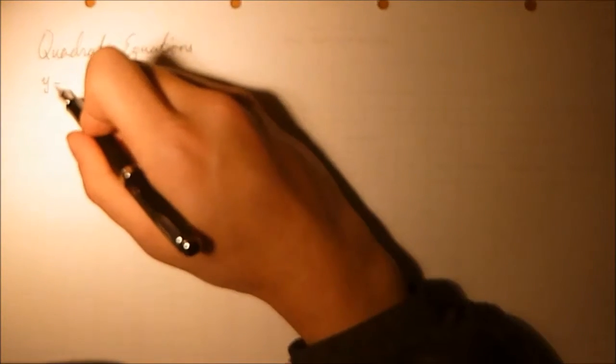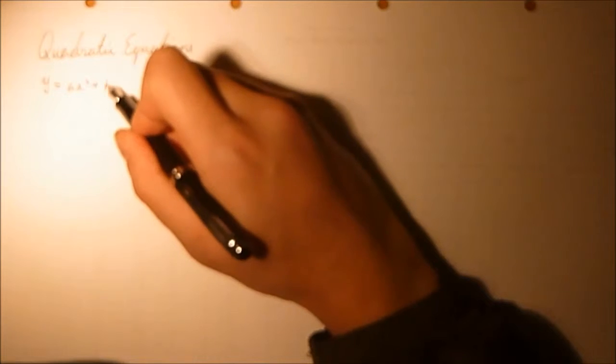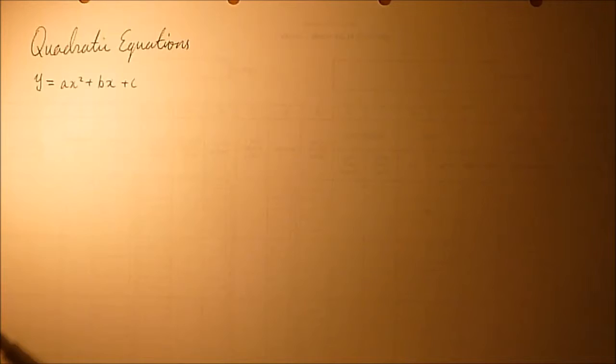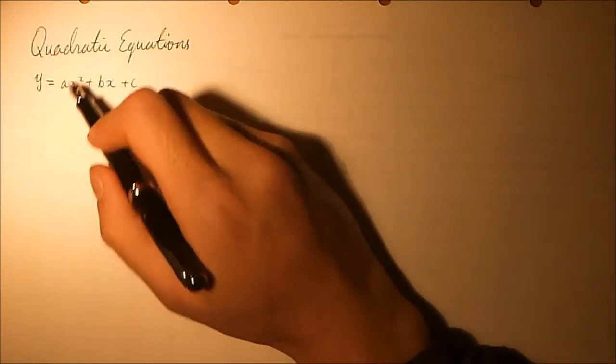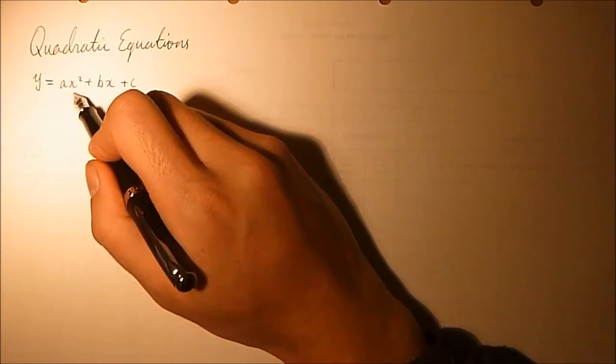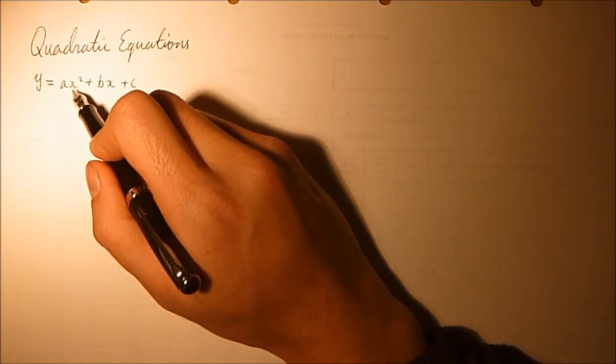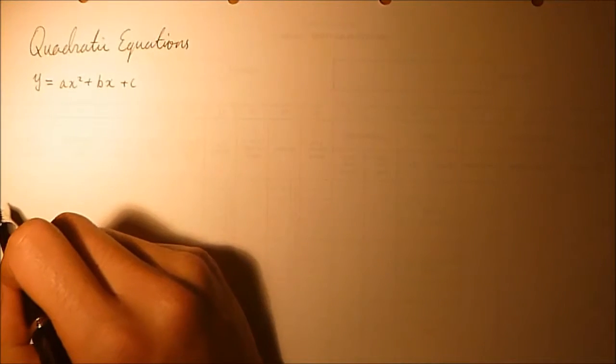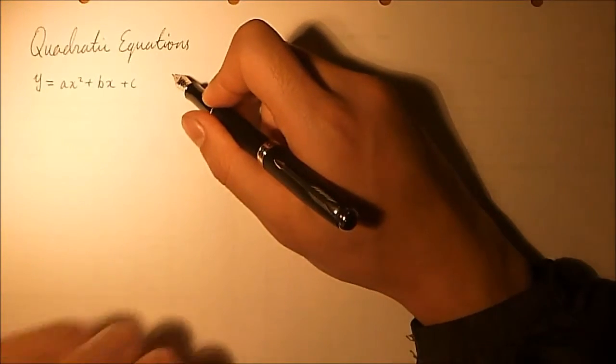Quadratic equations refer to equations of the form y equals ax squared plus bx plus c, where a, b, and c are all numbers. The term quadratic refers to the fact that the highest power in this particular equation is squared. And if you plot this equation, it will form a parabola.